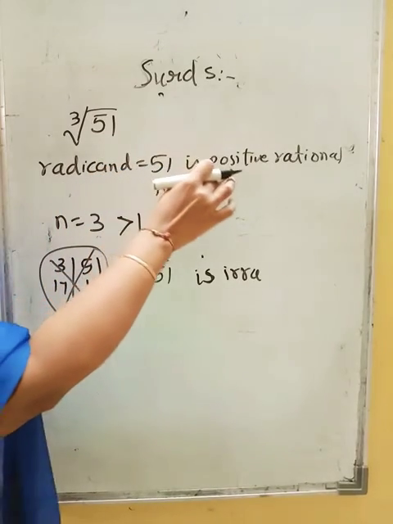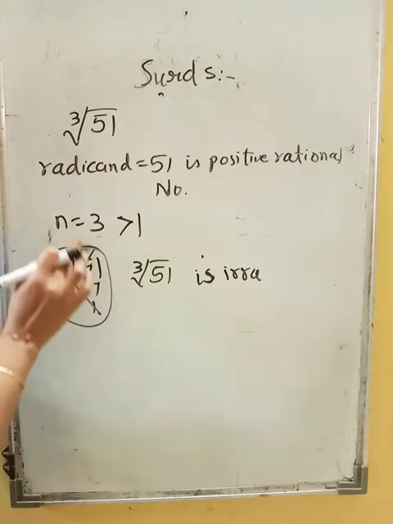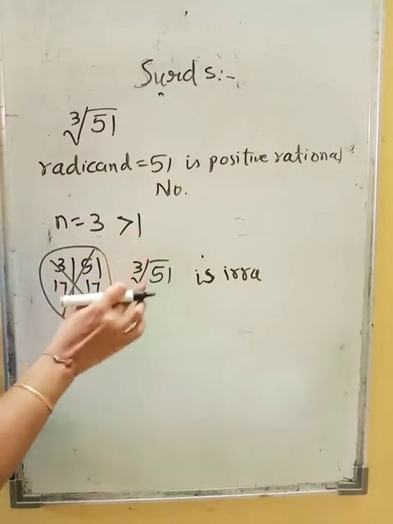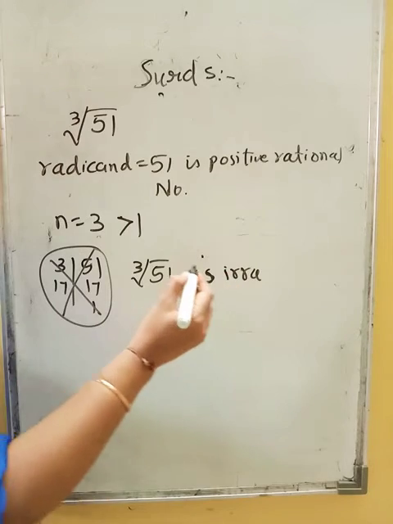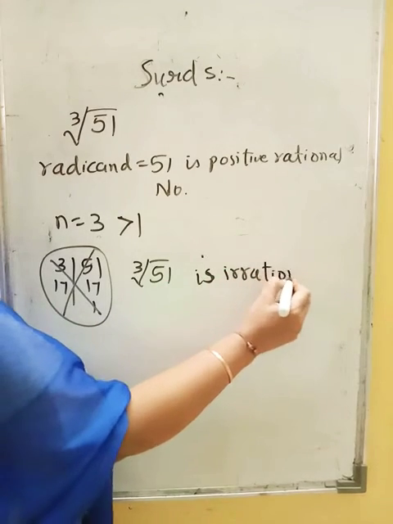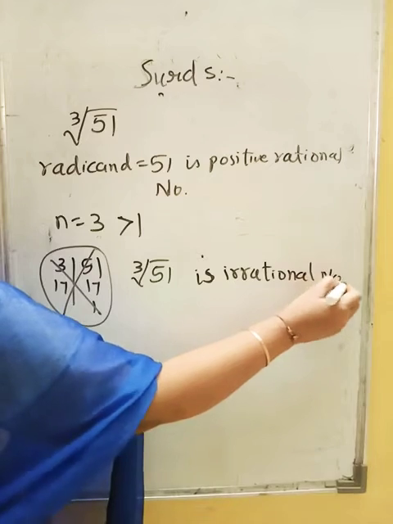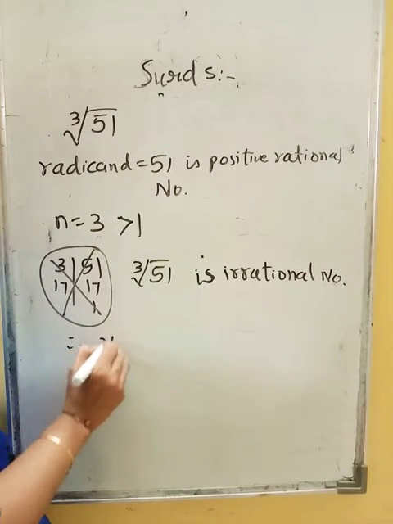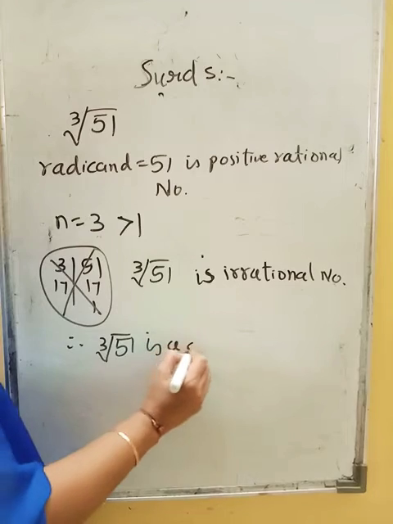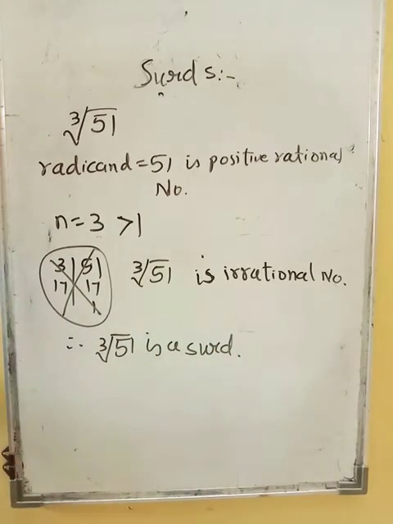You have to check. Radicand should be a positive rational number, your n should be greater than 1, and the answer of this should be an irrational number. And therefore third root of 51 is a surd. So for all the questions you are going to solve in this manner. So quickly we will complete this exercise. So let us move towards the second question, fourth root of 16.